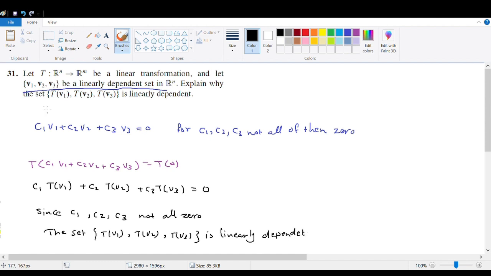So if you have a set which is linearly dependent and you have a linear transformation, after the transformation the new set also will be linearly dependent.